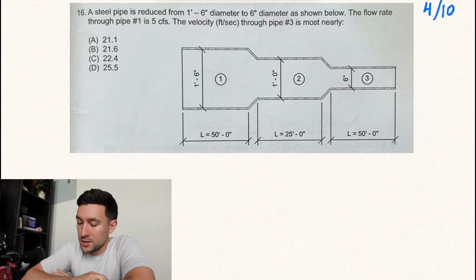A steel pipe is reduced from 1 foot 6-inch diameter to a 6-inch diameter as shown below. The flow rate through pipe 1 is 5 CFS, that's cubic feet per second. The velocity in feet per second through pipe number 3 is most nearly what?